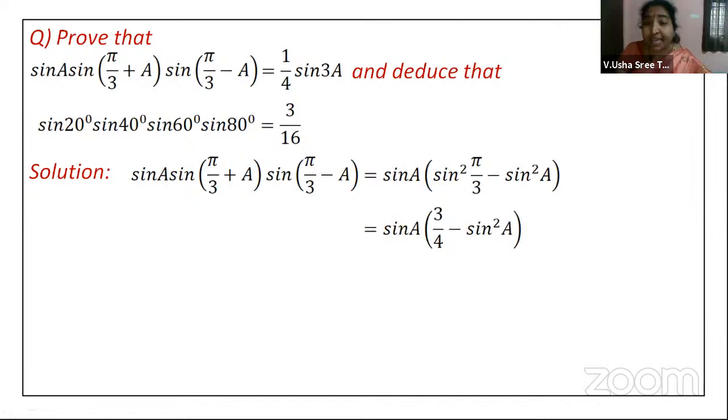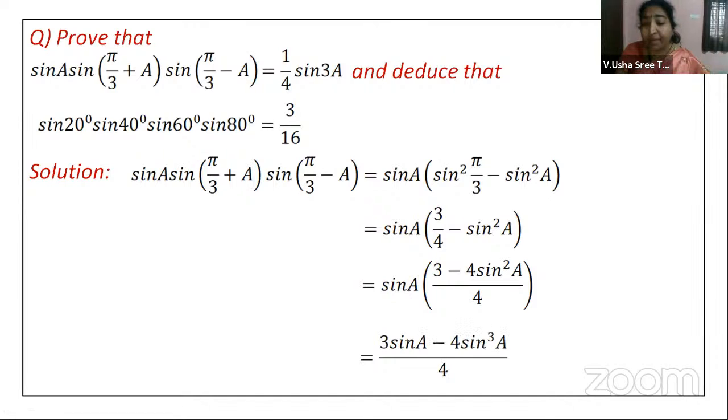Sin A into sin 60 is root 3 by 2. Root 3 by 2 whole square will be 3 by 4, minus sin²A. Now take the LCM in the bracket part, then it will be 4 as your LCM. Then if you simplify, you will get sin A into (3 − 4 sin²A) by 4. Now just multiply sin A with these terms, children. Then you will have (3 sin A − 4 sin³A) divided by 4.